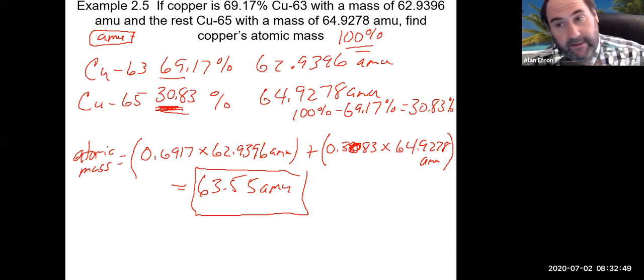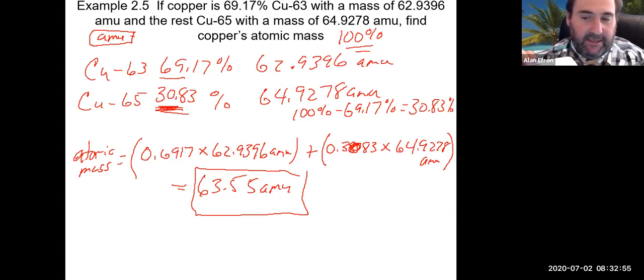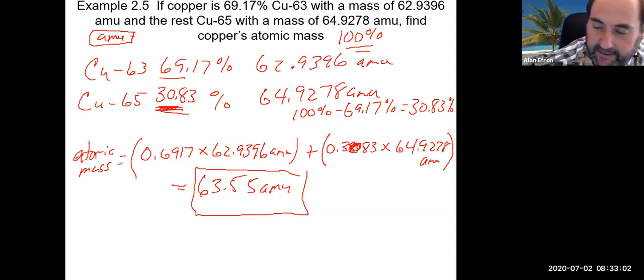And again, if you go to the periodic table and actually look up copper instead of carbon, you will see again it is 63.55 there on the periodic table. So obviously, other than calling it the wrong element, I suppose we did all right. Any questions on that calculation, atomic mass?